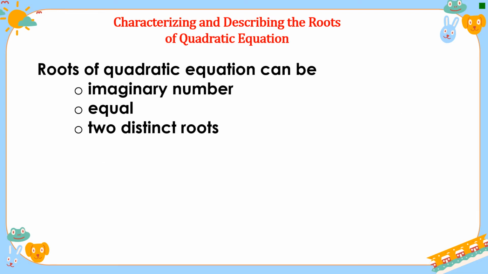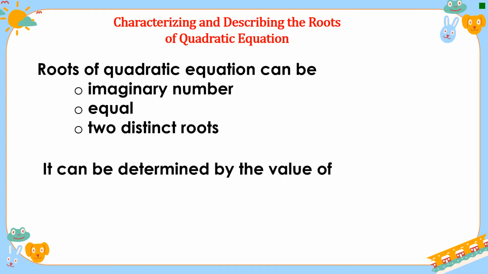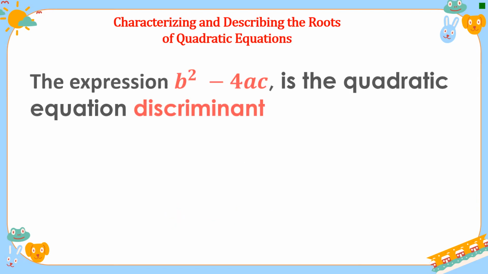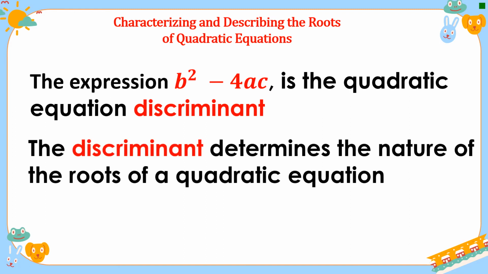Roots of quadratic equation can be imaginary numbers, equal, or two distinct roots. It can be determined by the value of b squared minus 4ac. The expression b squared minus 4ac is the quadratic equation discriminant. The discriminant determines the nature of the roots of a quadratic equation.